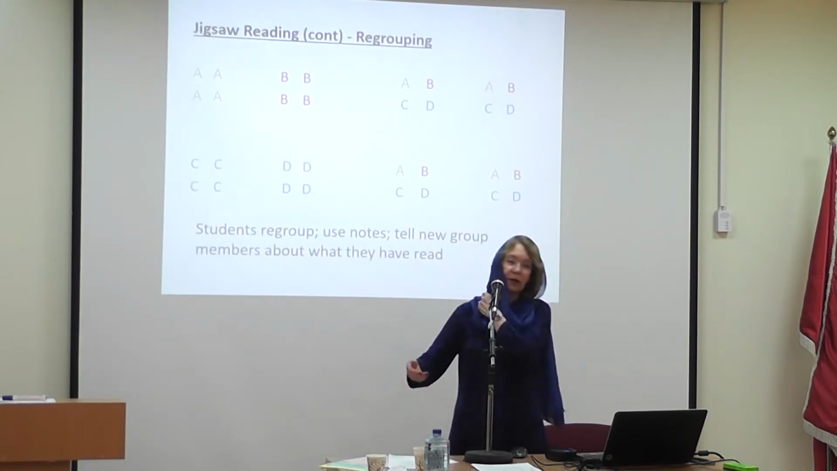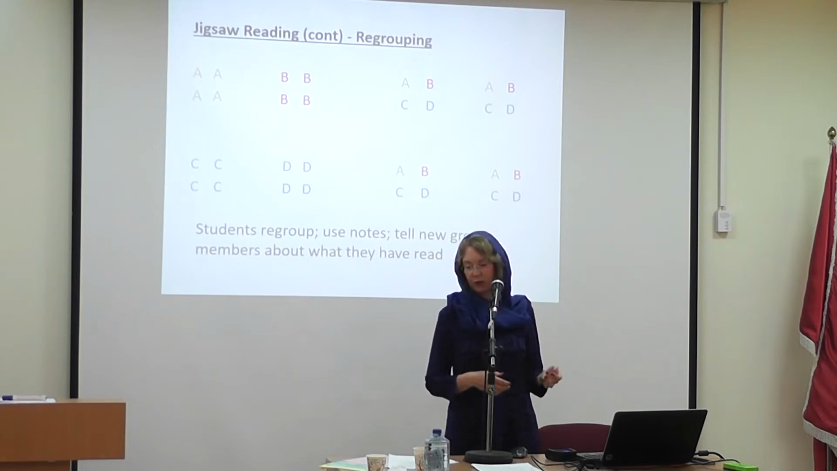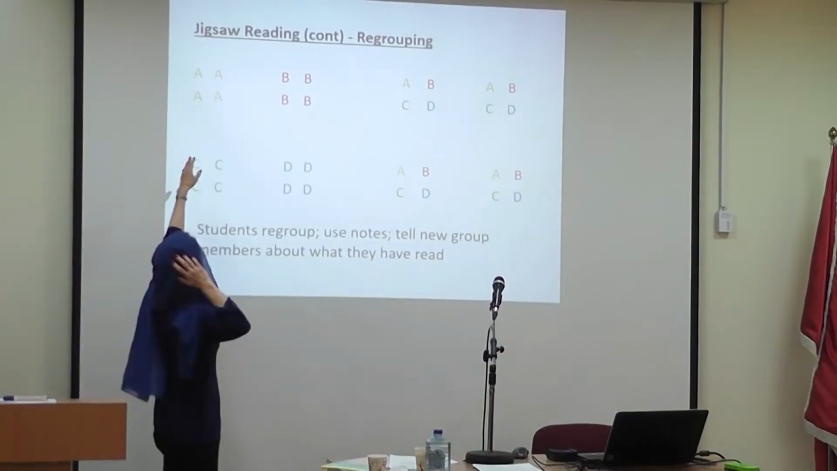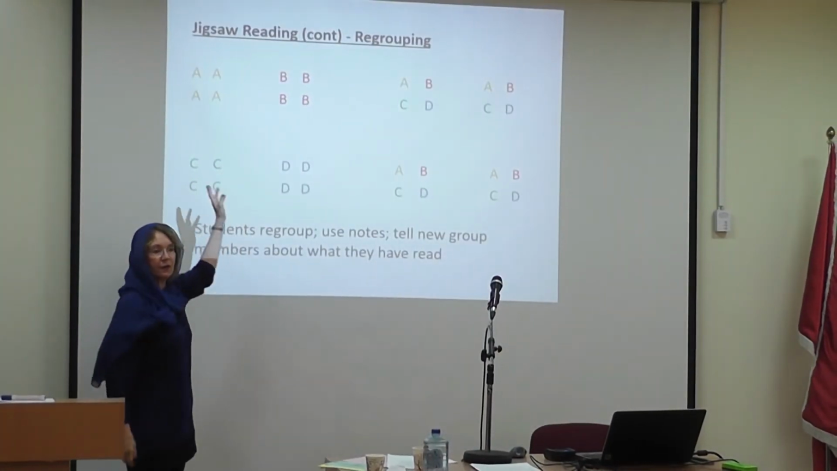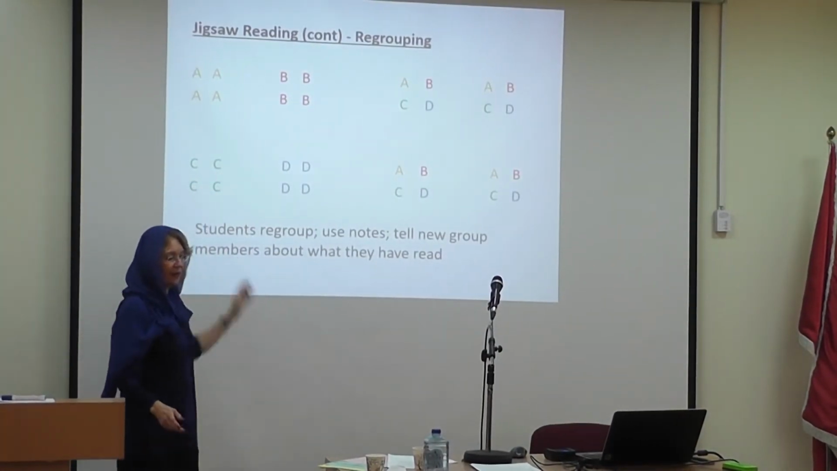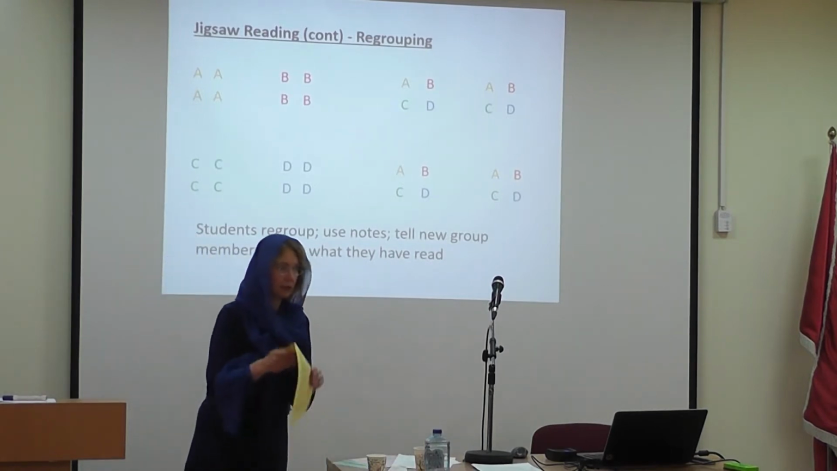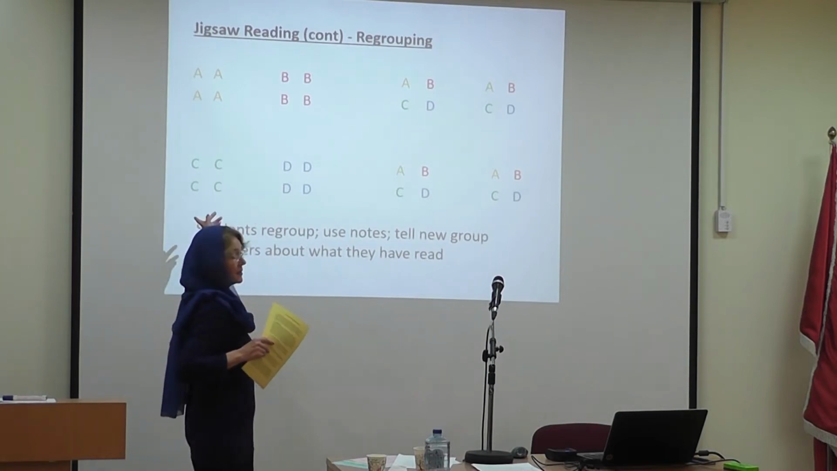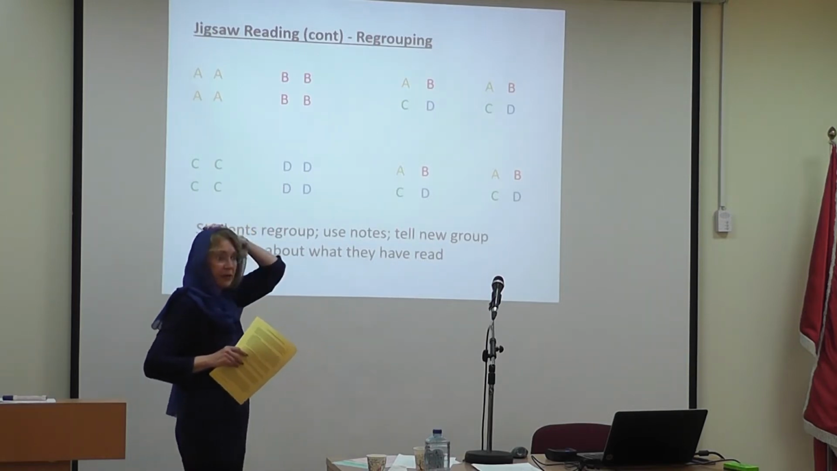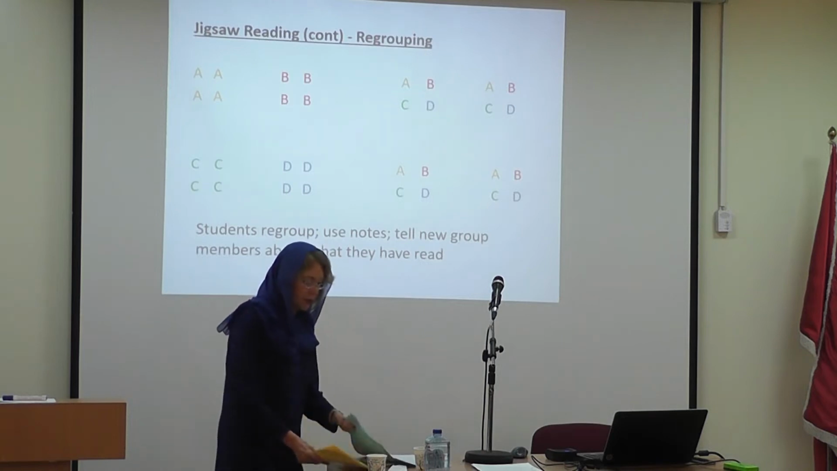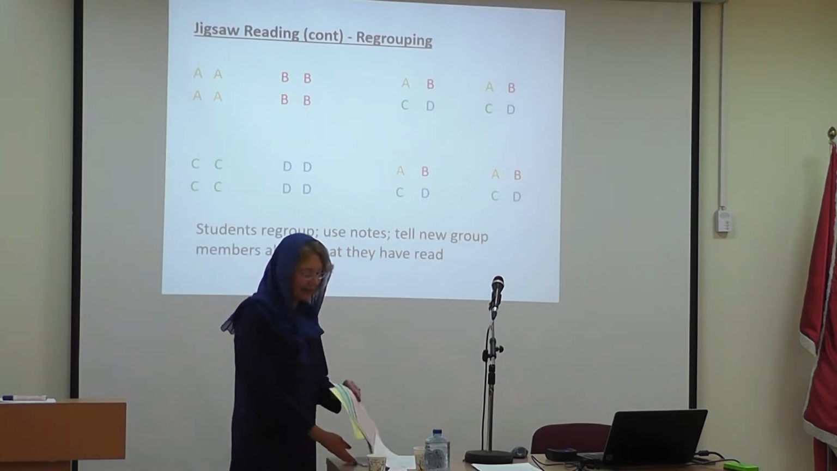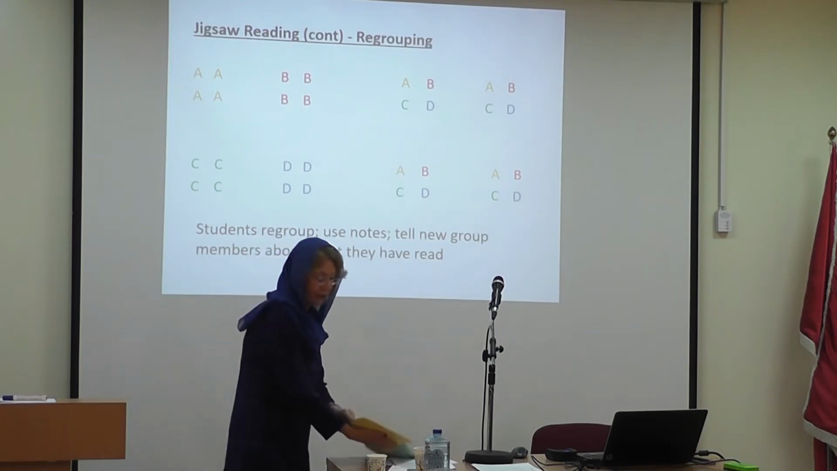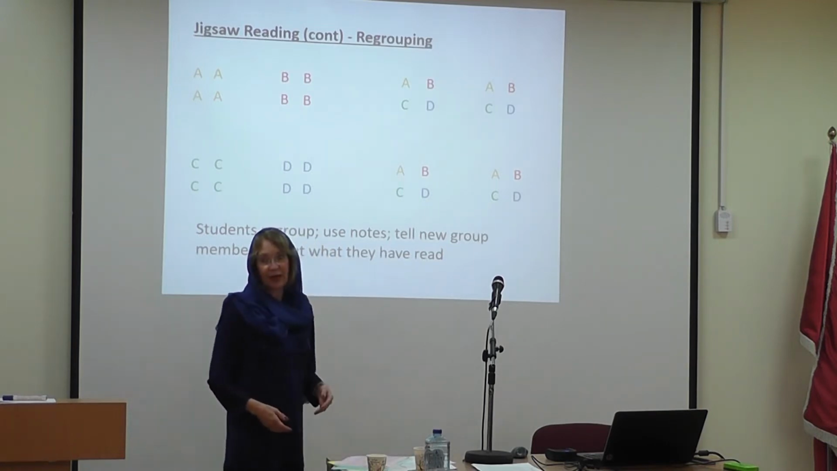Okay, so with the jigsaw reading, it's like this, if you can imagine. We have 16 students. The students in the first group all have, say, the yellow article to read. Students in group B would have the pink. In group C, they have the green article, and in group D, they have the blue article. It's handy to put them in different colours if you've got colours, because it just makes it more interesting for the students and easier to organise too.